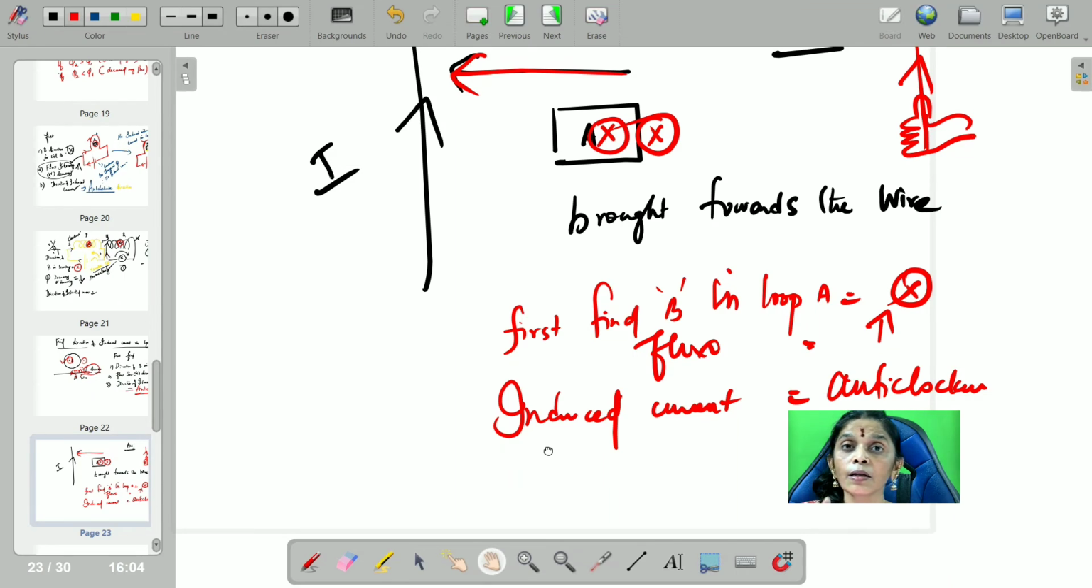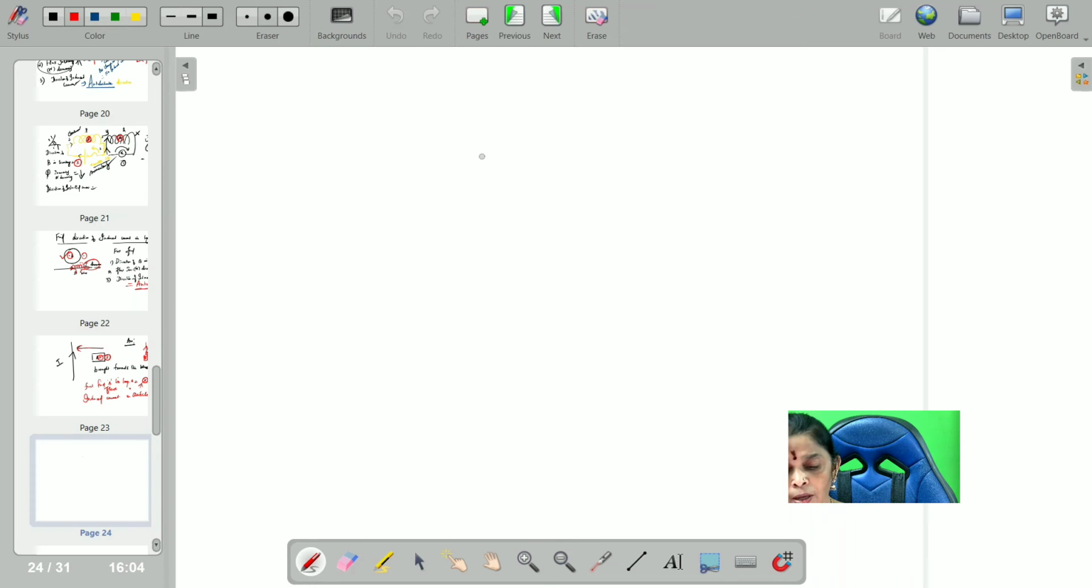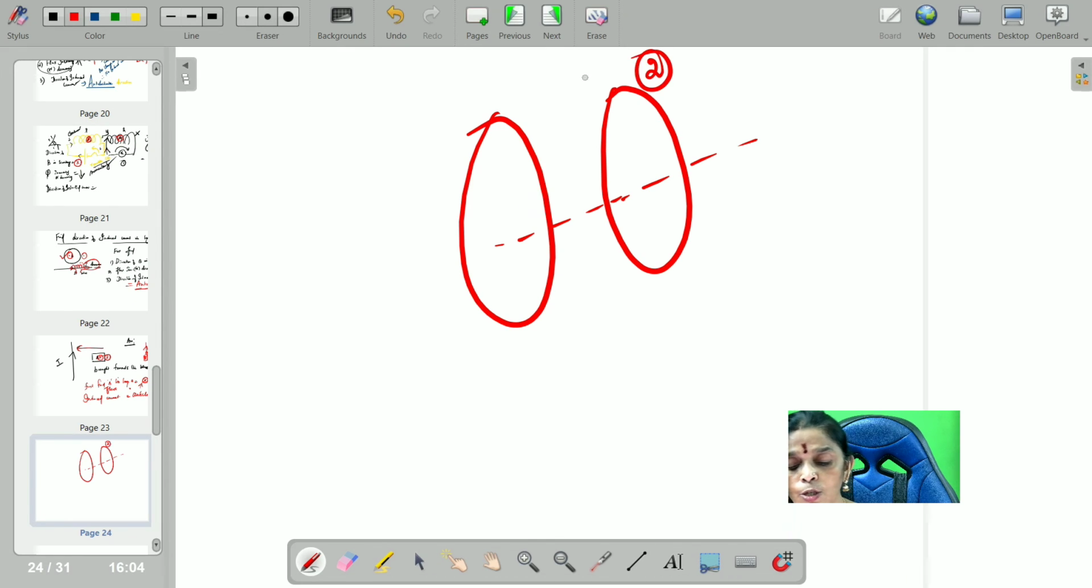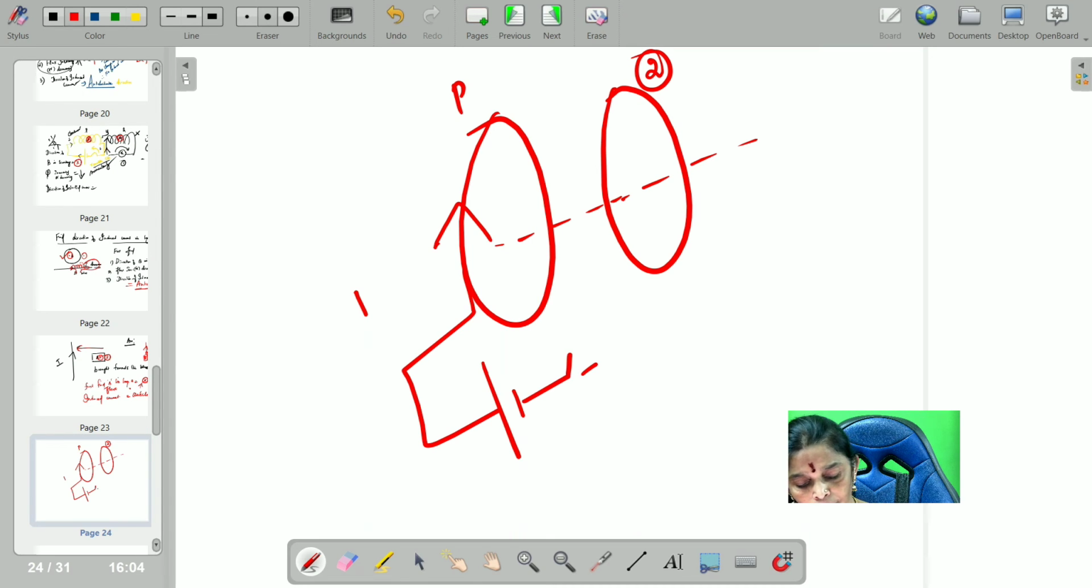Hope you understand this. One more last question here. This is a loop. In this loop, another loop is there, placed coaxially. This is secondary loop. This is primary loop. In the primary loop, there is a current flowing clockwise. What current? Varying current. Switch is pressed.